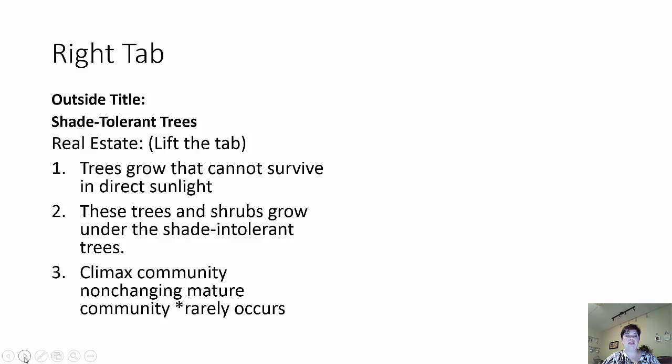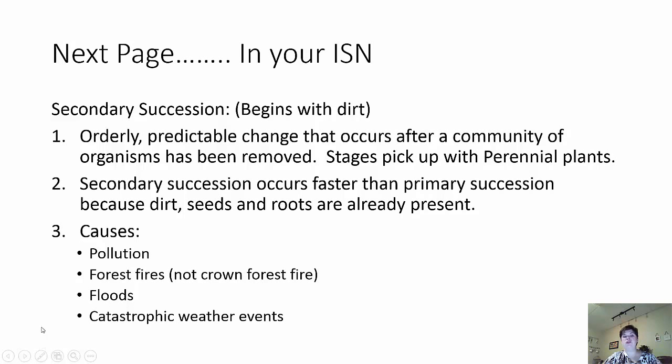Now we're going to talk about secondary succession. So you've started with rock, you've got a new ecosystem that's beginning, you've got to your mature community, and now you've had some pollution, forest fire, floods, catastrophic weather events, hurricanes, typhoons. You have a new road being built, new subdivisions coming in, new businesses being built. These are all causes that cause that mature community to change. And then that's where secondary succession comes in.